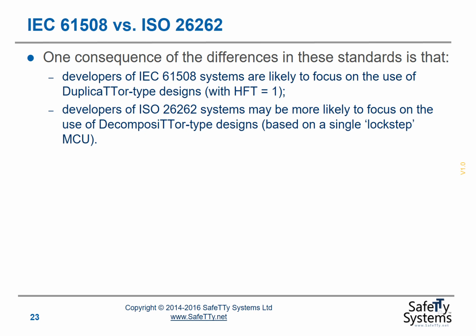One consequence of the difference between these standards is that developers of IEC 61508 systems are likely to focus on the use of duplicator type designs with a hardware fault tolerance of 1, whereas developers of ISO 26262 systems may be more likely to focus on the use of decompositor type designs based on a single lockstep MCU. So we've already looked at decompositor type designs. Let's begin to consider duplicator type designs.